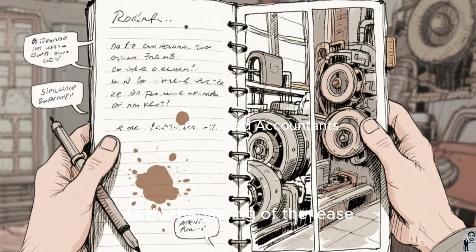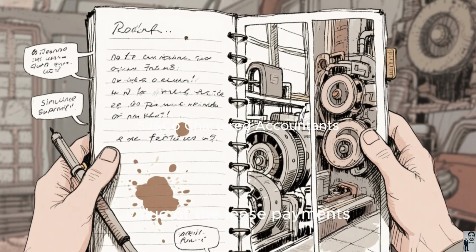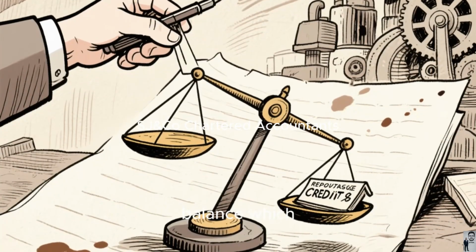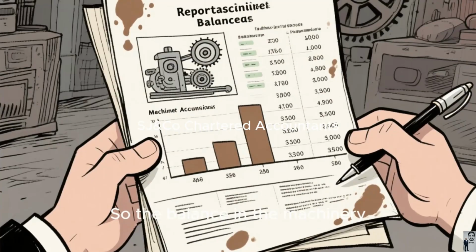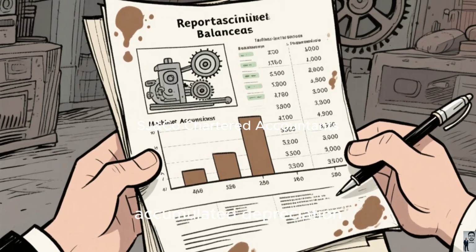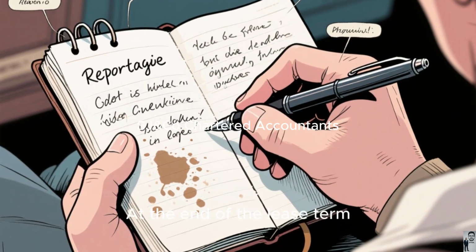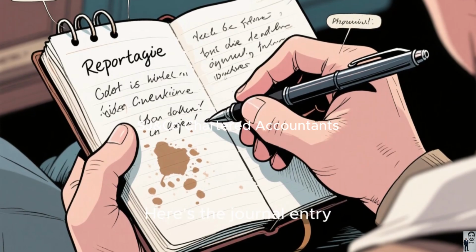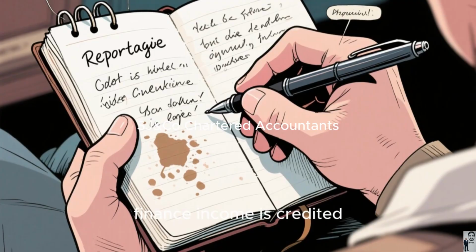At the beginning of the lease, the company would debit the lease receivable for the present value of the lease payments and credit the machinery account. The machinery account has a credit balance, which represents the accumulated depreciation. So the balance in the machinery account would be reduced by the accumulated depreciation, and then closed out with a journal entry. At the end of the lease term, the company would recognize interest income. Here's the journal entry. Interest receivable is debited and finance income is credited.